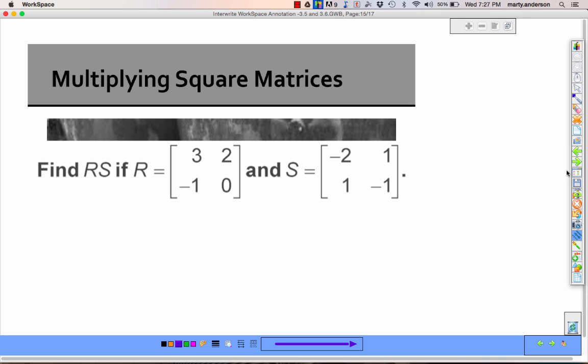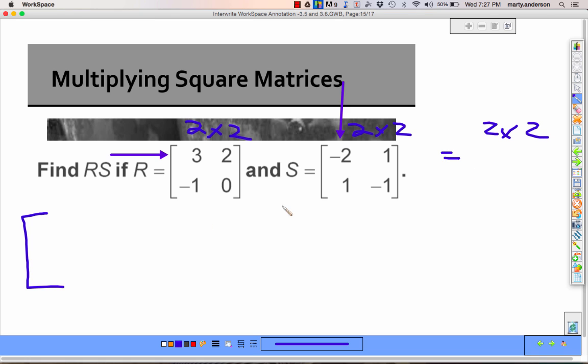Let's do an example. You'll see a little bit more of what's going on. Okay, let's start with first row, first column. First of all, this is a 2 by 2 times a 2 by 2, which will yield a 2 by 2. So I'm going to take the first row, 3 times negative 2, and you've got to show your work on these, plus 2 times 1. That will be the element that is the first row, first column.